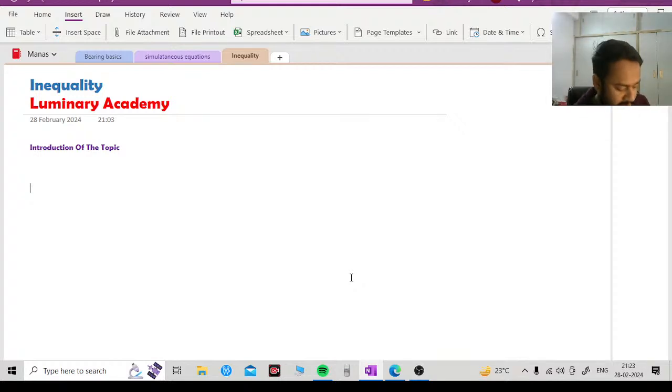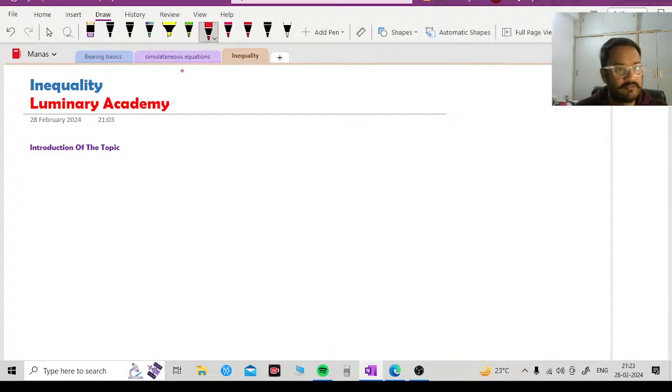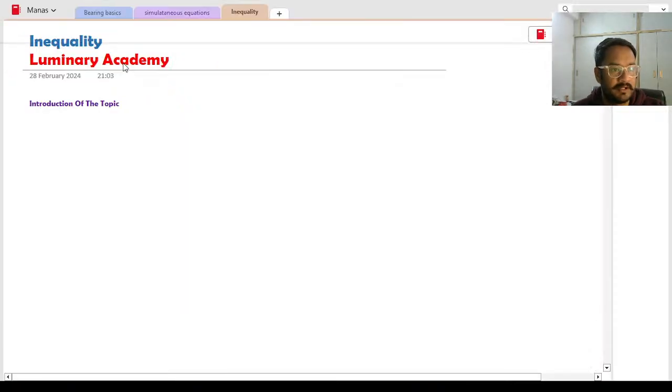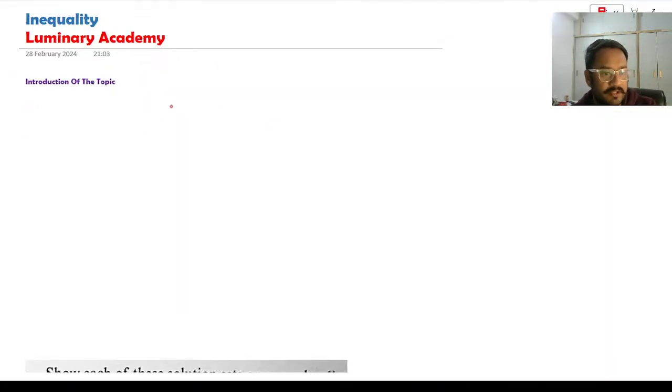So we'll be starting the class now. So in this inequalities, what is the basic thing which we can learn first? So basics of inequalities, I will start first. In the basics of inequalities, you should know some signs, right? So if you see some signs, it is like less than, greater than, less than or equal to, greater than or equal to.